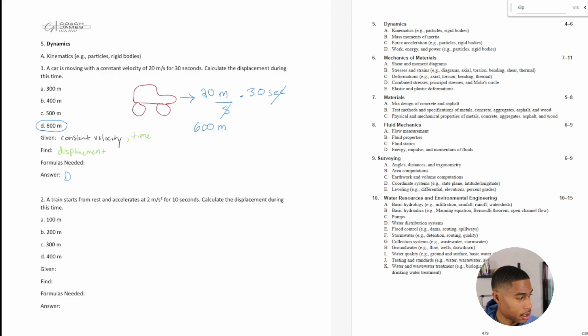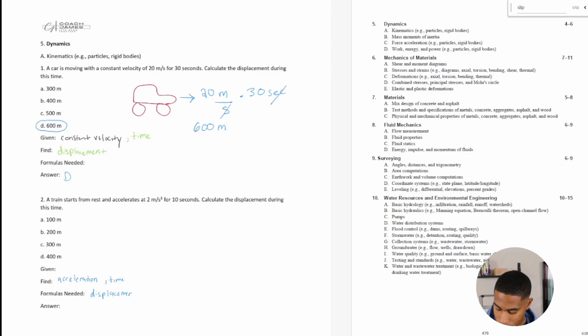All right, let's look at number 2. Number 2 says a train starts from rest and accelerates at 2 meters per second squared for 10 seconds. Calculate the displacement during this time. So this is a little different. What information are we given? Well, we're given the acceleration, which is 2 meters per second squared. We are given the time, and we're trying to calculate the displacement.